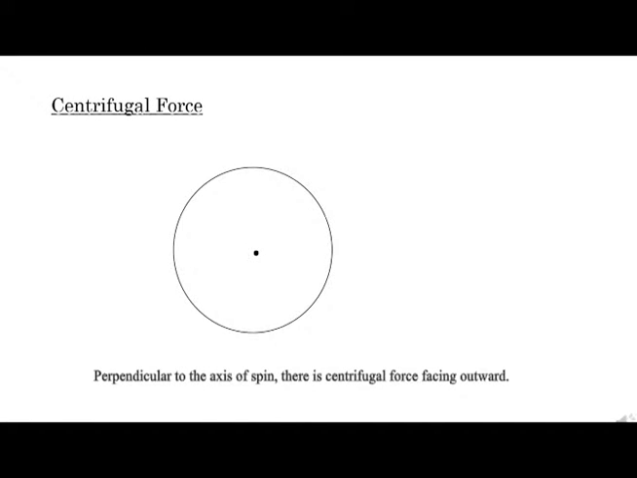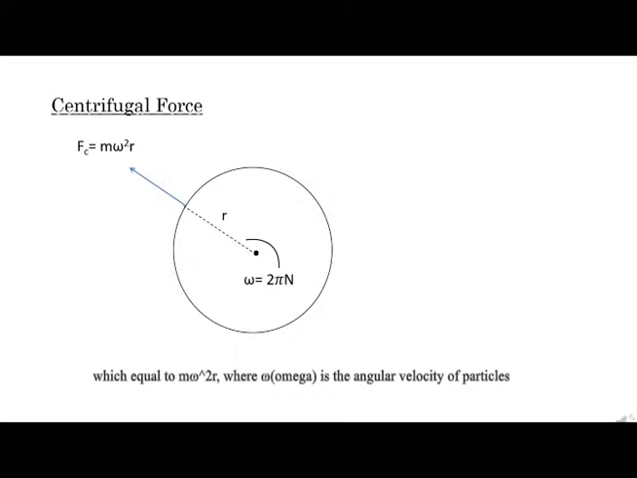Let the circle be the spinning motion of samples. Perpendicular to the axis of spin, there is centrifugal force facing outward, which is equal to m omega squared r, where omega is the angular velocity of the particle. Since v, which is the tangential velocity of the particle, is equal to r omega, the centrifugal force can be further simplified into m v squared over r.